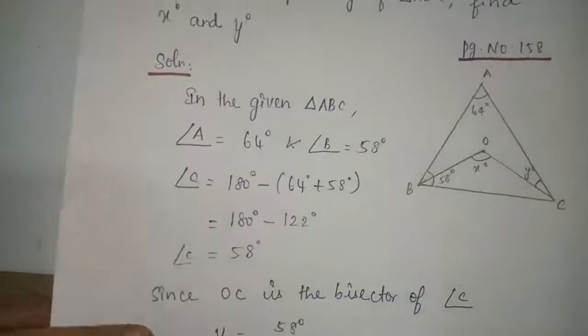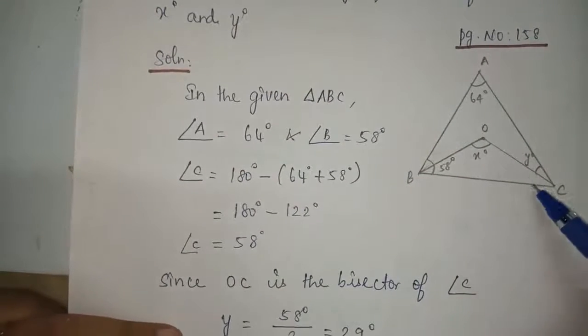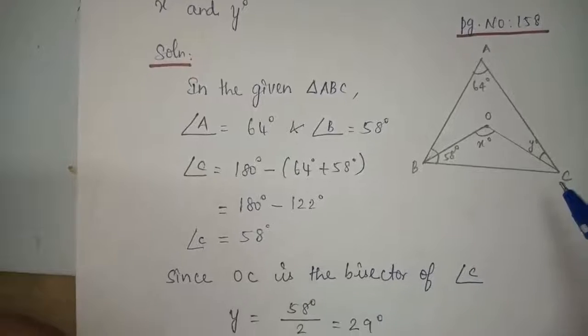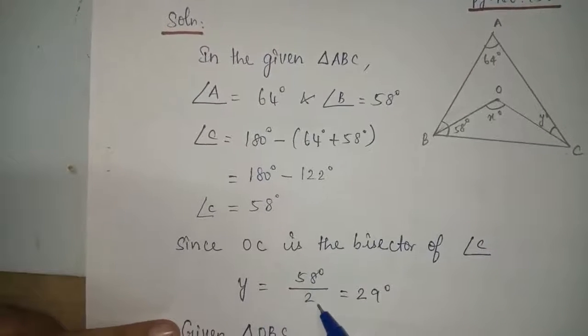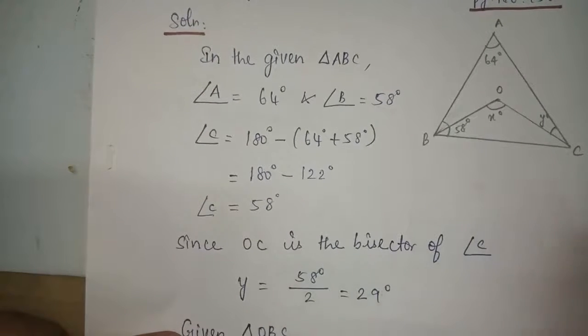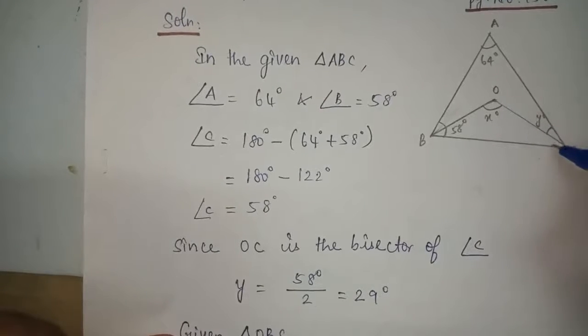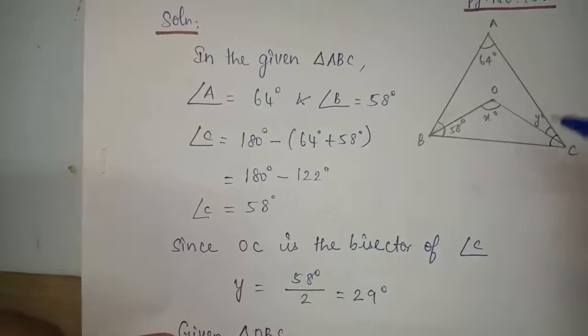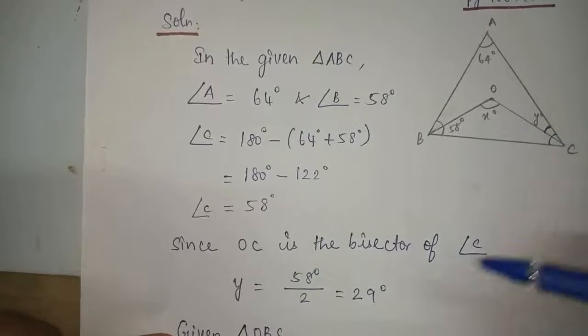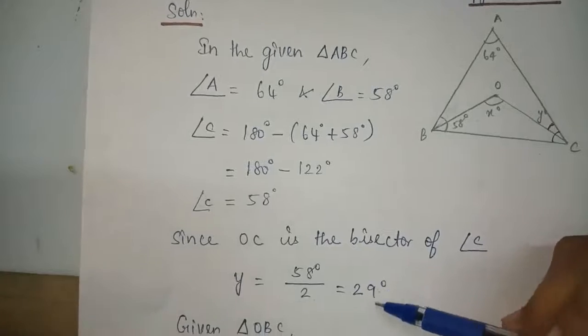Since OC is the bisector of angle C. OC is the bisector of angle C. So y is equal to 58 by 2 is equal to 29. OC divides the angle into two. We see this angle as a full 58. So because it is divided into two, if we divide by 2 we get this value. So y is equal to 29 degree.